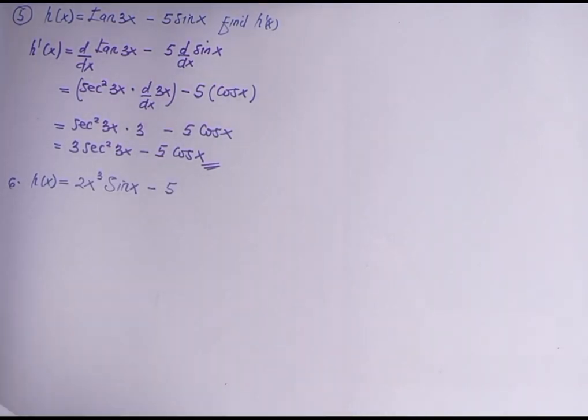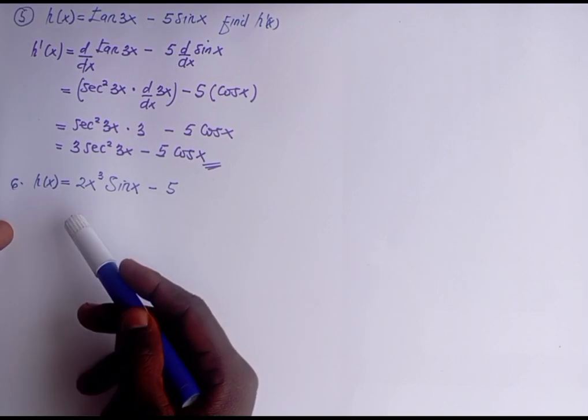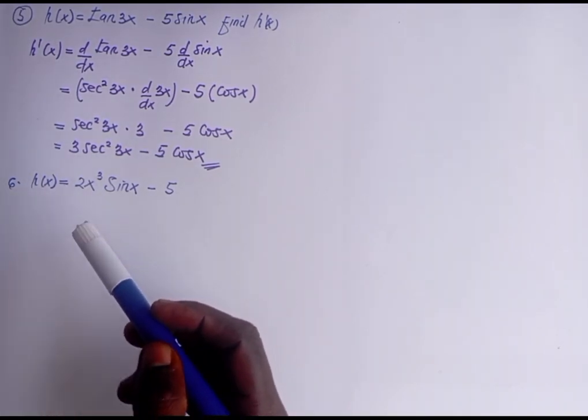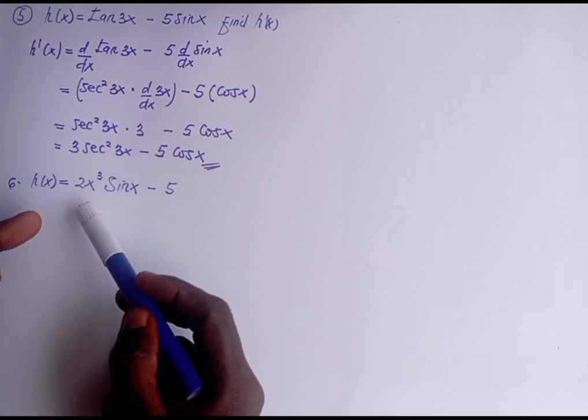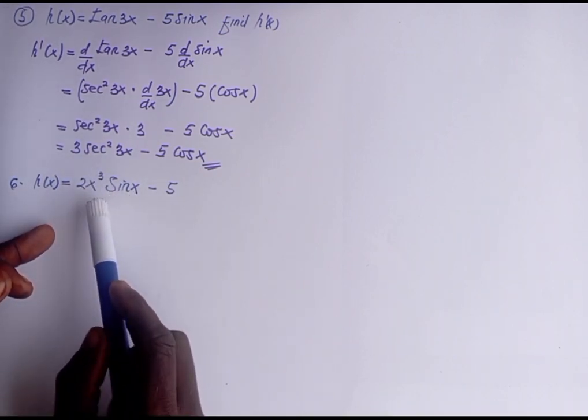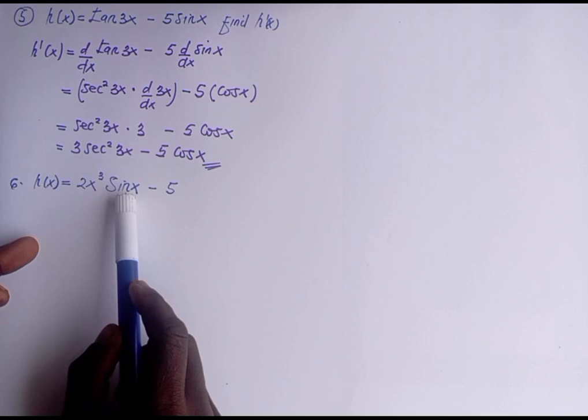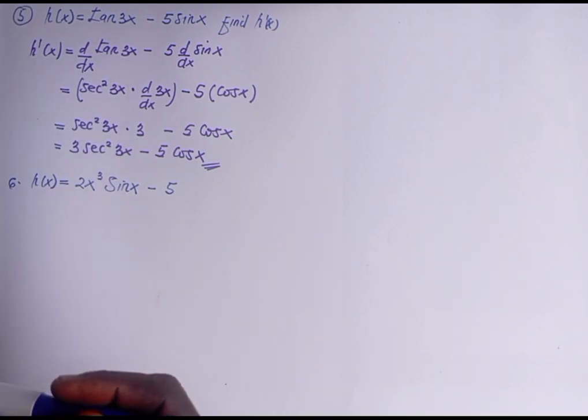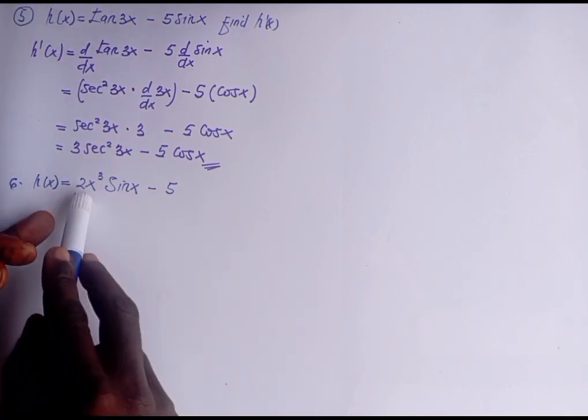So we have our next example. Now we can see that with this particular example, we are having two functions multiplying. That is 2x cubed and then sine x. They are multiplying. So to find this, we have to apply the product rule.